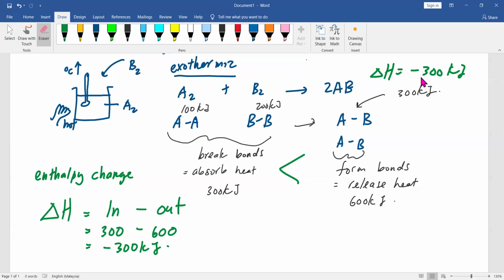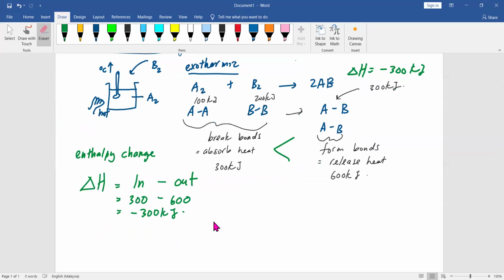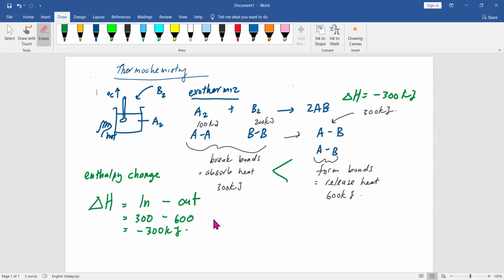Okay, so you can understand the simple concept, right? When you were in lower secondary, you just learned exothermic means become hot, endothermic means become cold. Now you learn how to calculate the bonds.